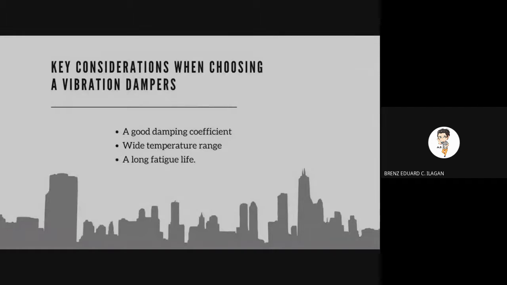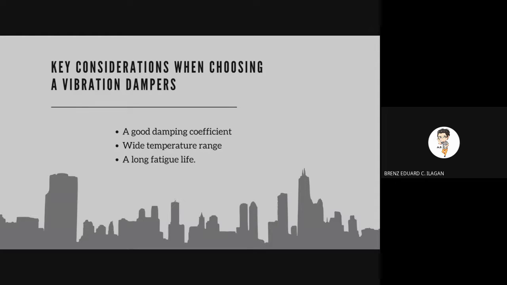What are the key considerations when choosing a vibration damper? First is a good damping coefficient. A damping coefficient is a material property that indicates whether a material will bounce back or return energy to a system. A basketball has a low damping coefficient. If the bounce is caused by an unwanted vibration or shock, a high damping coefficient will attenuate the response, meaning it will swallow the energy and reduce the reaction of the system.